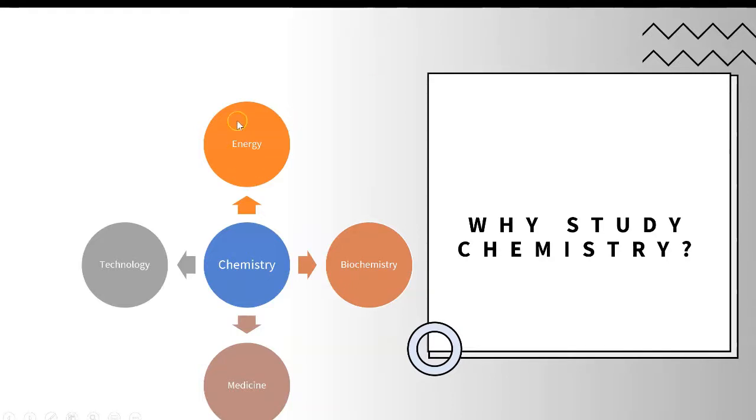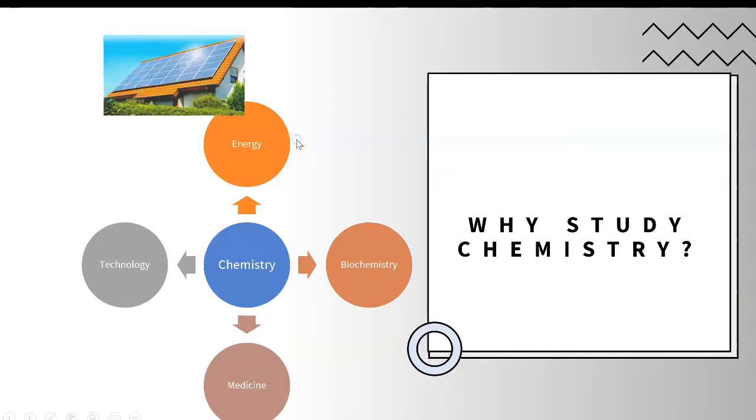Chemistry is used to understand the energy aspect better. For example, whenever you see a solar panel, solar panels are nothing but, what do you say, composed of specifically treated silicon. So it is again an element.